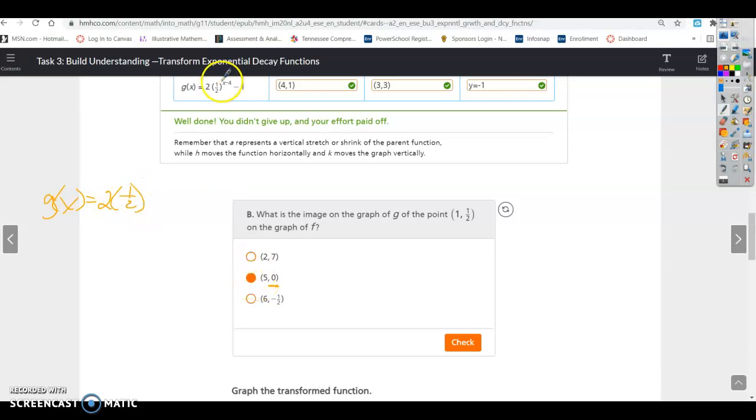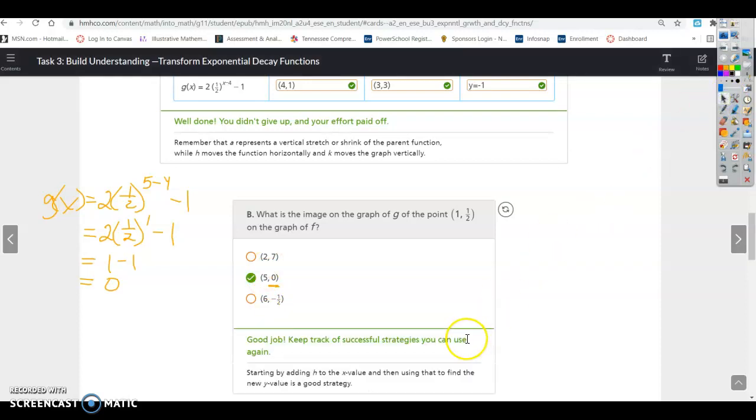I'm going to take 5 and plug it in for x, so 5 minus 4. And then that gives me 2 times 1/2. Remember, order of operations, have to do exponents first. 5 minus 4 is 1. And then anything to the first power is just itself. So 2 times 1/2, or 1/2 of 2, is 1. And then 1 minus 1 is 0. So that's how the 0 came about. All right.